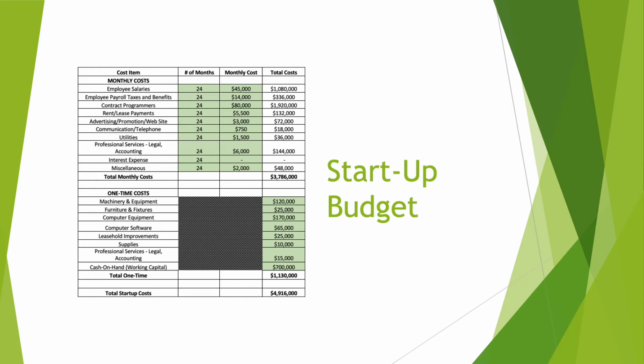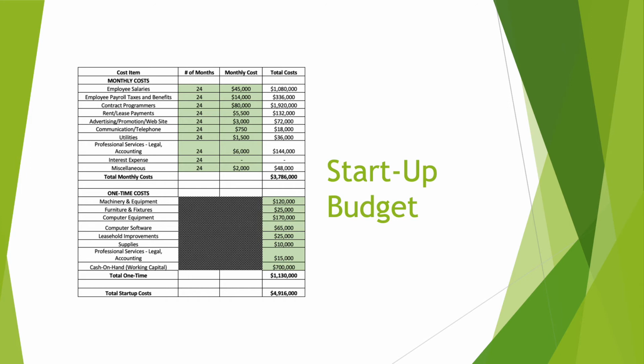Here we have our startup budget. As you can see, we have broken down our budget with the following categories: cost items, either monthly costs or one-time costs, number of months, monthly cost, and total costs.